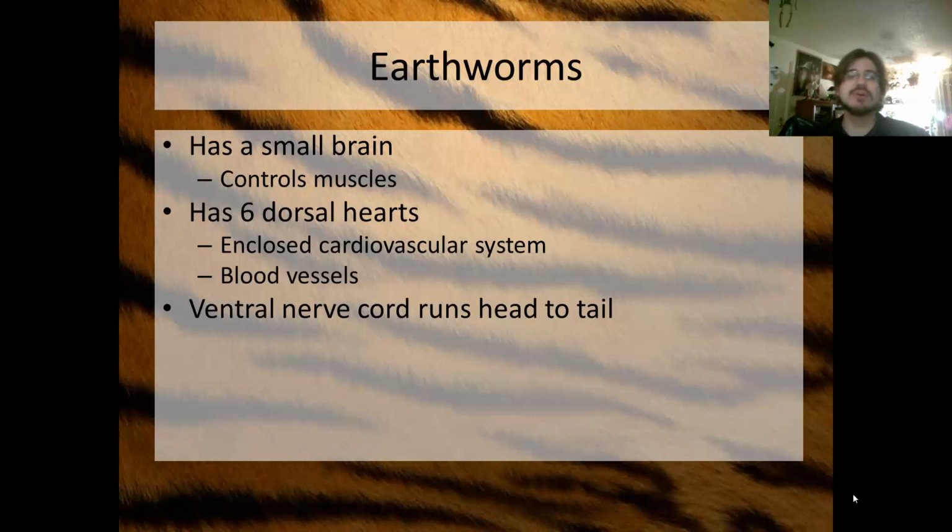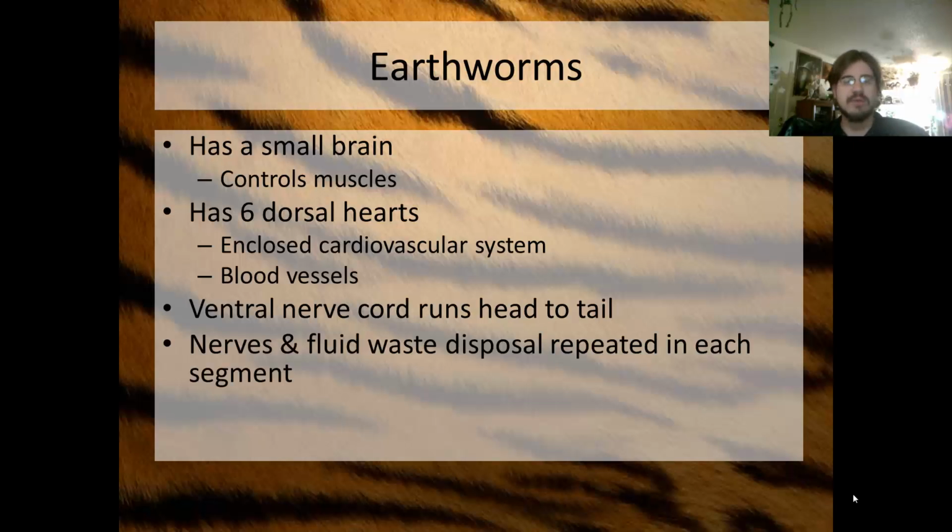We have a ventral nerve cord running from head to tail. Ventral means belly. Dorsal means back. So when you look at an earthworm, its equivalent of the spinal cord is a ventral nerve cord, and that runs along its belly, starting from its brain at the tip of the head, all the way along the belly to the tail. And that ventral nerve cord helps to control muscle movement all along the earthworm's body.